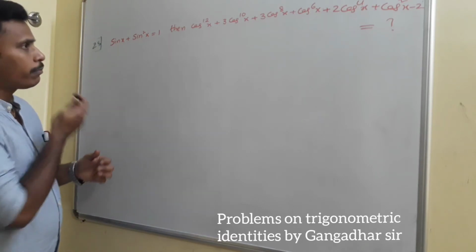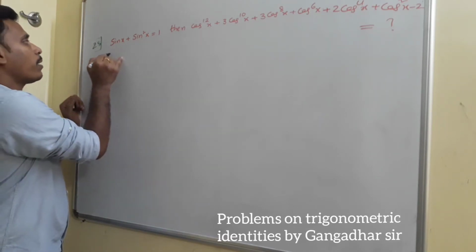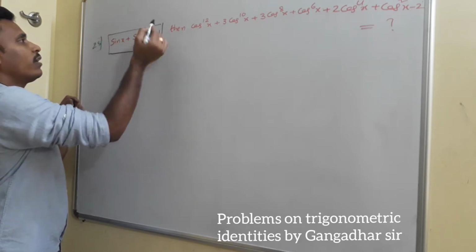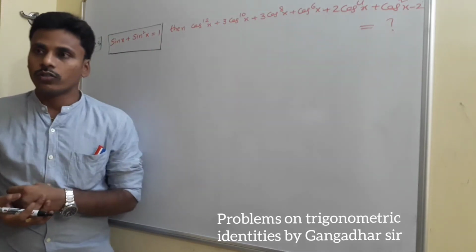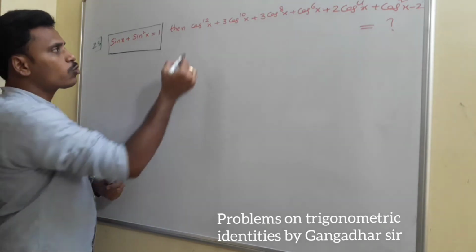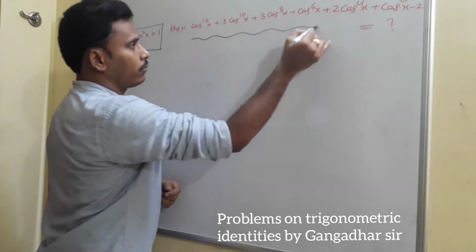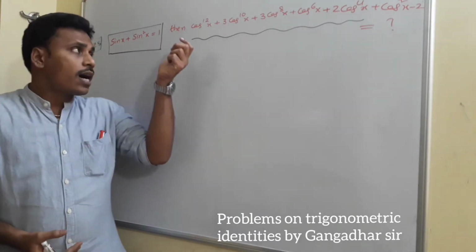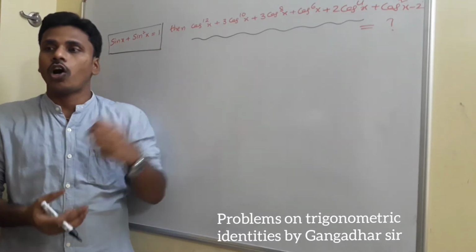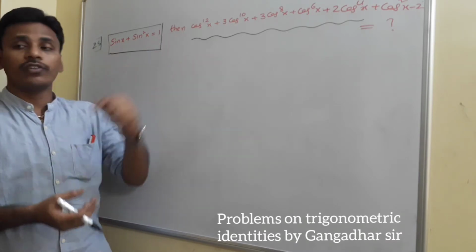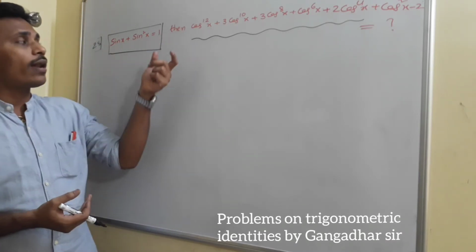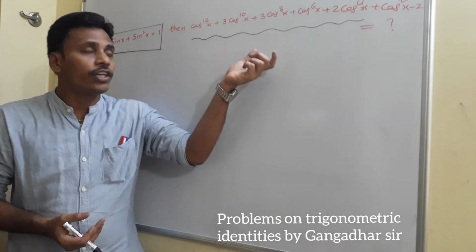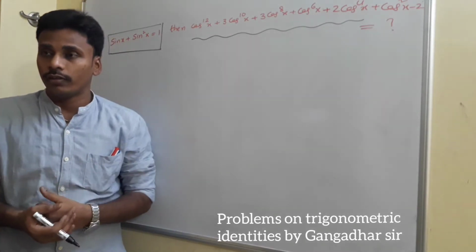The problem is mentioning sin x plus sin square x is equal to 1. What is given? Sin x plus sin square x is equal to 1. And they ask us to find the value of this expression, right? A lengthy expression is there on the board, completely in terms of cos, starting from the highest degree 12, and it is given as cos power 12x plus 3 cos power 10x plus 3 cos power 8x, like that it continues, right?